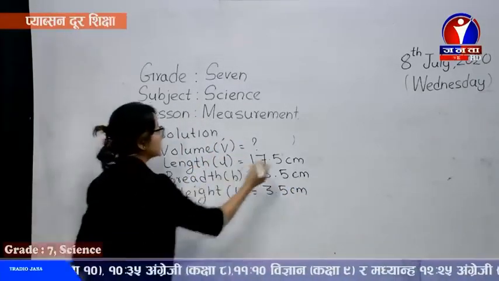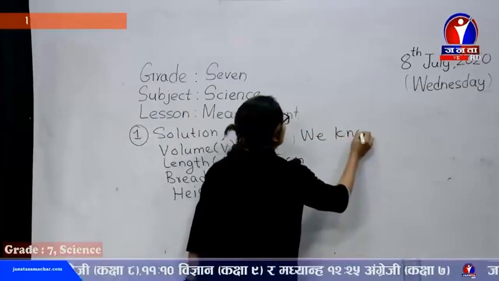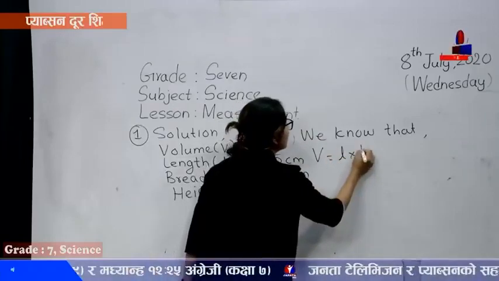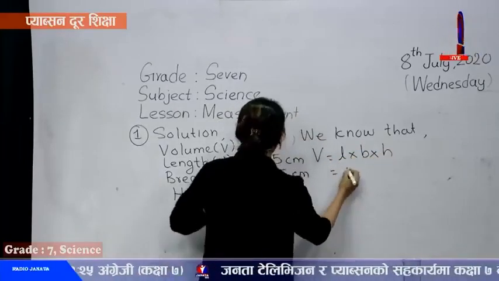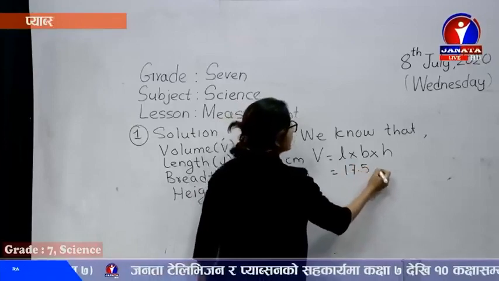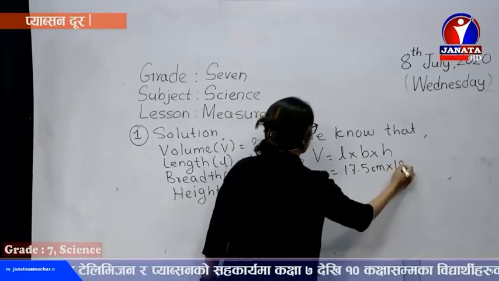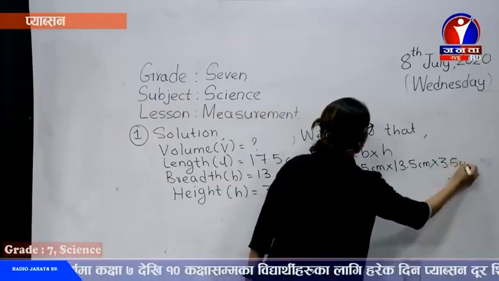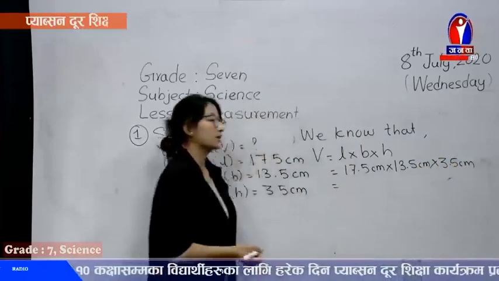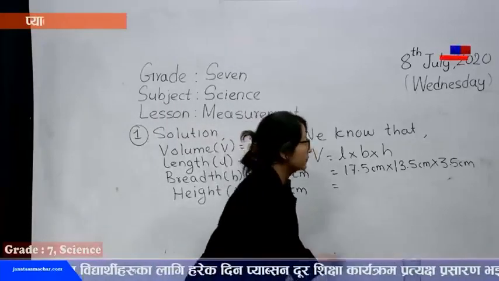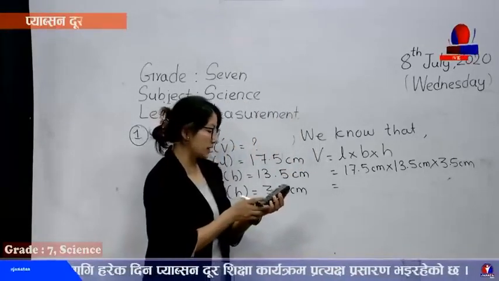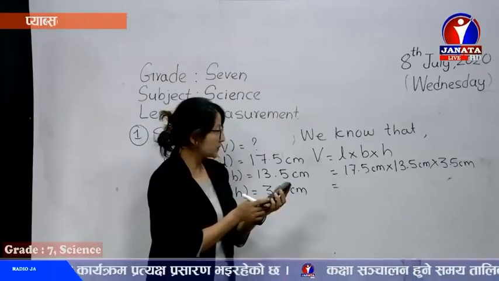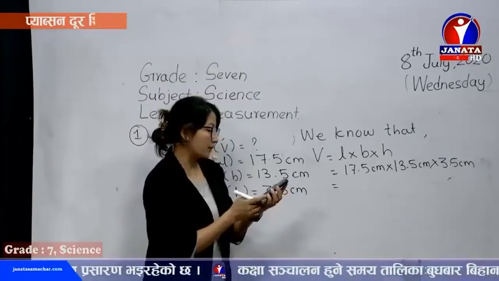Yes. So we know that, I'll just write here, the volume of a cuboid V is equal to length into breadth into height. So our length is 17.5 centimeter, breadth is 13.5 centimeter, and height is 3.5 centimeter. Now using the calculator, you can easily calculate the volume of this object. Simply to calculate, it's 17.5 times 13.5 times 3.5.